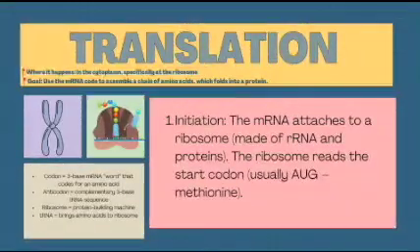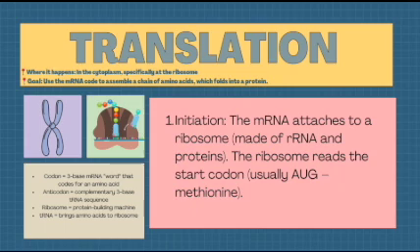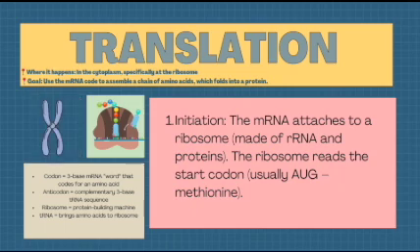Translation. Where does this happen? It happens in the cytoplasm, specifically the ribosome, and the goal is to use the mRNA code to assemble a chain of amino acids which fold into a protein. 1. We have initiation. The mRNA attaches to a ribosome made of RNA and proteins. The ribosome reads the start codon, which is usually AUG, which is methionine.